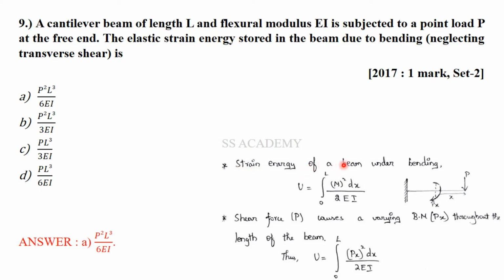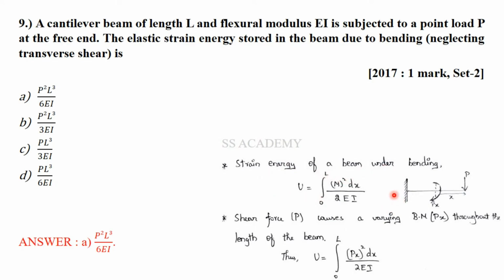First, we must know the strain energy of a beam under bending. It is generally given as the integral from 0 to L of M squared dx by 2EI. We have seen torsional rigidity GJ, and for axial load we have seen axial rigidity AE. So here we are using flexural rigidity EI for bending, and for torsion a torque, for axial loading an axial load, and for bending we are using the bending moment M, and the length is the same as in previous cases. So the integral from 0 to L of M squared dx by 2EI gives the strain energy of a beam under bending.